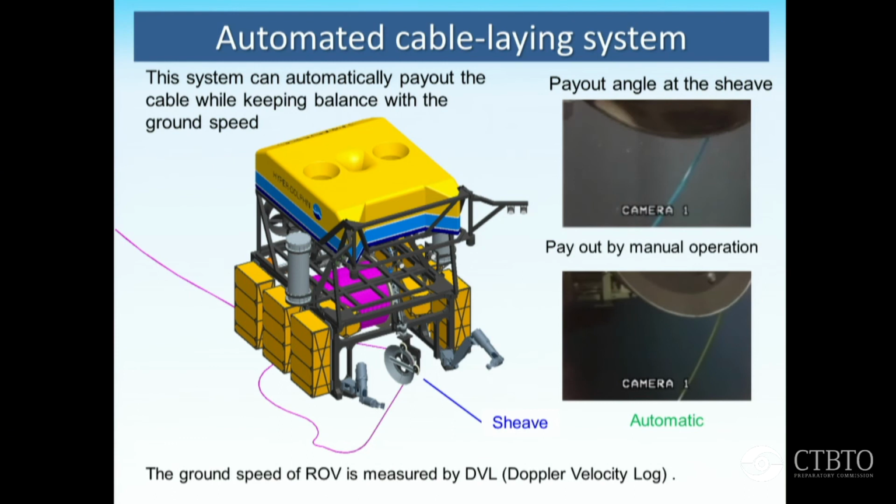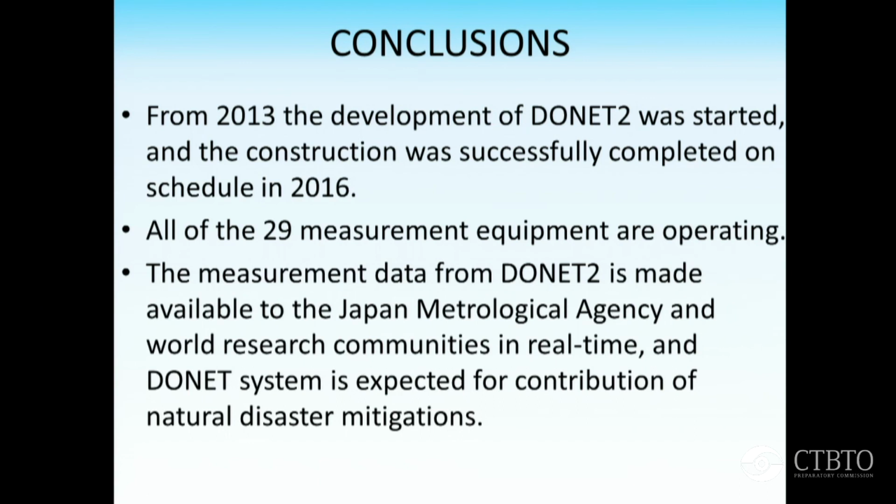The conclusion is that from 2030 the development of DoNet was started, and finally completed in 2060. This is a total of 29 measurements, plus two, totally 31 observatory measurements.